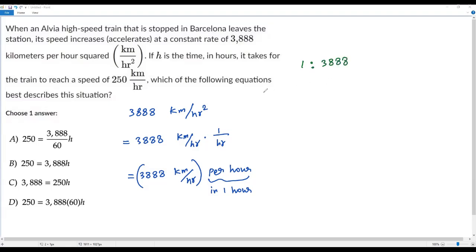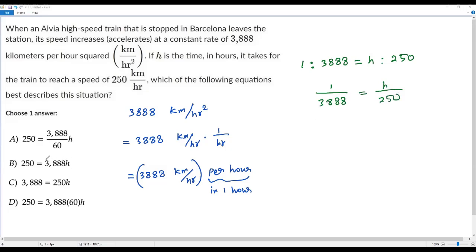And also the question says the train reaches the speed 250 km per hour in h hours. So in h hours, the train reaches the speed 250 km per hour. So both the ratios represent the same thing, so we can equate them. Now let's write each ratio as a fraction. If I write this ratio as a fraction, I'm getting 1 over 3,888 equals h over 250.